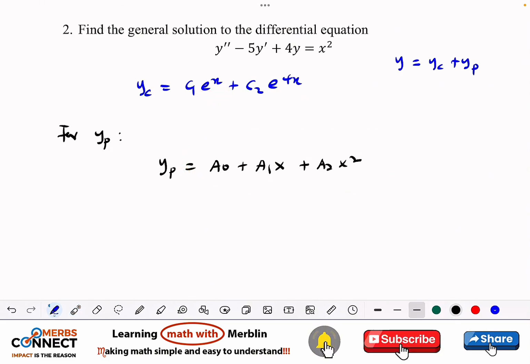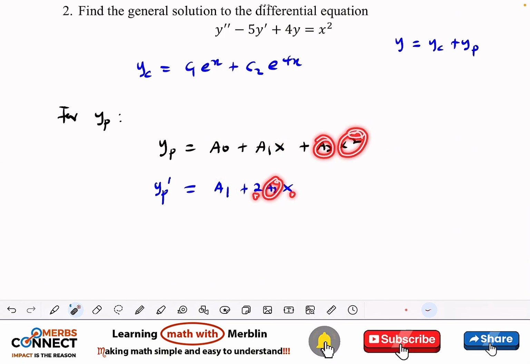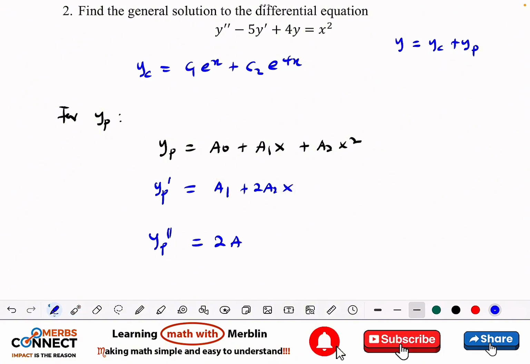So now what we can do is differentiate. So yp prime is going to be a1 plus 2a2x. So I differentiate this, 0. When I differentiate x, I get 1, so a1. When I differentiate x squared, I get 2x and then a2, which is here. yp double prime, this will be 0. When I differentiate x, I get 1, so this will be 2a2.